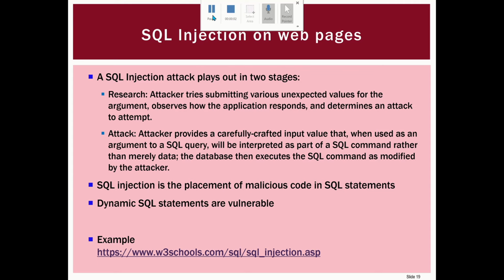SQL injection attacks typically play out in two stages. In stage one, the attacker submits different values for arguments and observes how the application responds, to determine an attack to attempt. Then, after they've done the research, they provide carefully crafted input, usually containing some embedded SQL, that will be interpreted as a command rather than just data. And then the database will execute the command as modified by the attacker.